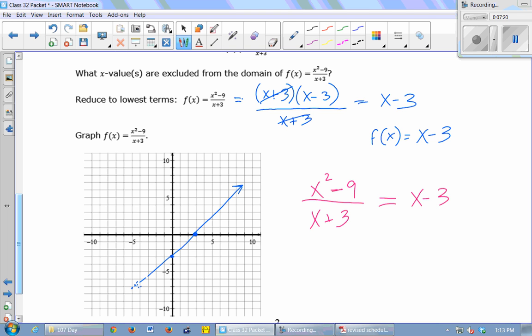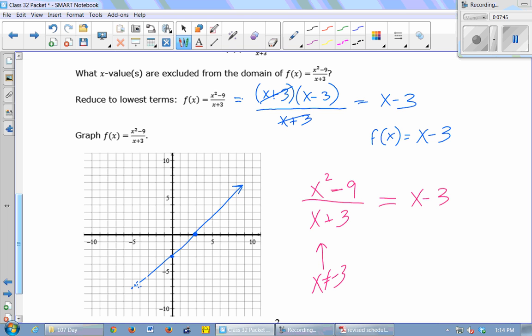Okay, so those two expressions are equal, except for what value of x? Negative 3. I cannot put a negative 3 into the left side. But on the right side, I would get negative 6, right? I would get negative 3, negative 6. Which means I drew this picture. Oh, not bad. Okay. So in this one, x can't be negative 3.